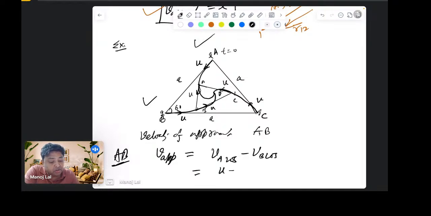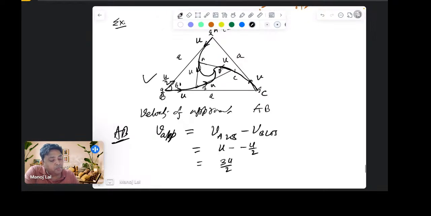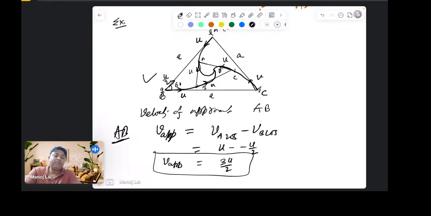this is 60 degrees, so this will be u cos 60, that is u by 2. So minus u by 2 since the direction is opposite. It will be 3u by 2. So I got the velocity of approach as 3u by 2. Alright. I have to check whether this velocity of approach is constant in magnitude or is it varying.